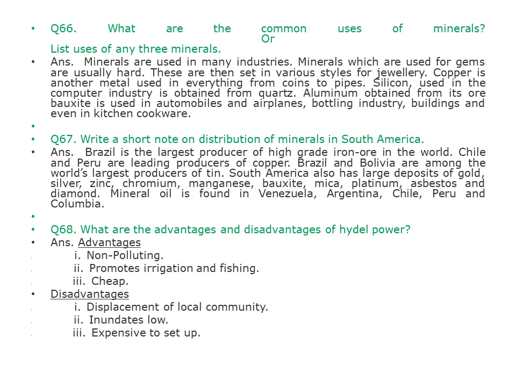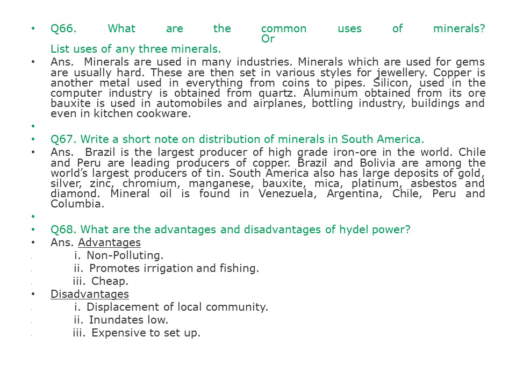Minerals which are used for gems are usually hard. These are then set in various styles for jewelry. Copper is another metal used in everything from coins to pipes. Silicon, used in the computer industry, is obtained from quartz. Aluminum, obtained from its ore bauxite, is used in the automobile, airplane and bottling industries, in building, and even in kitchen cookware.